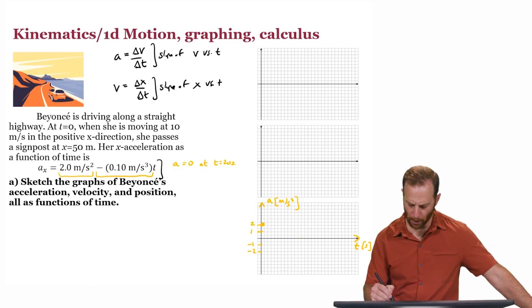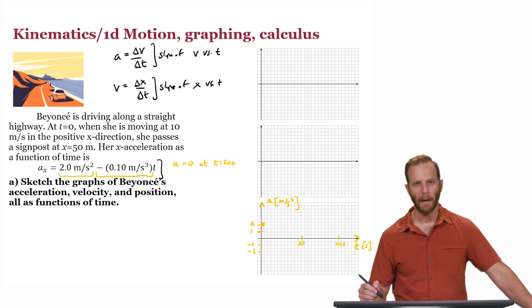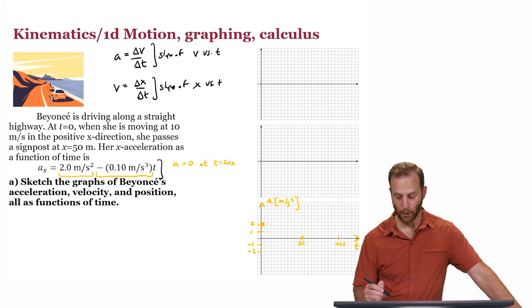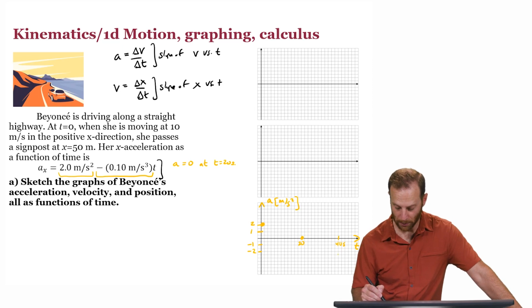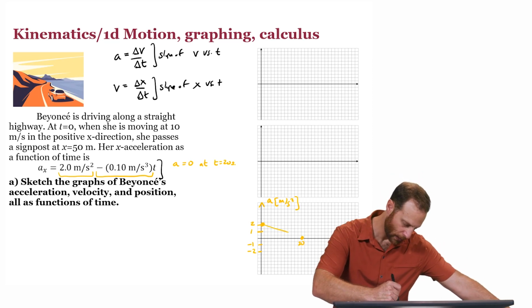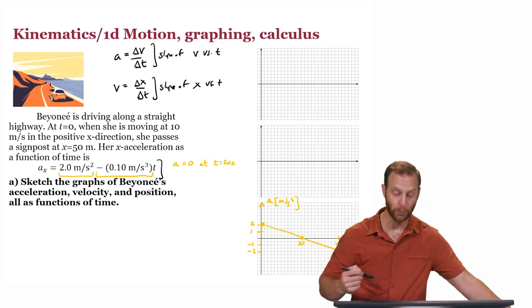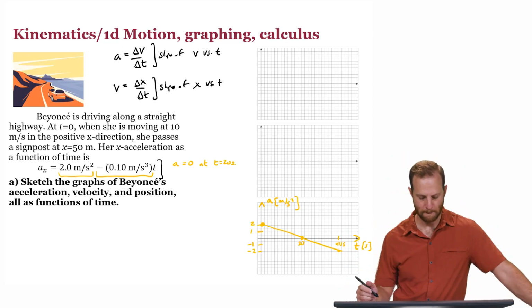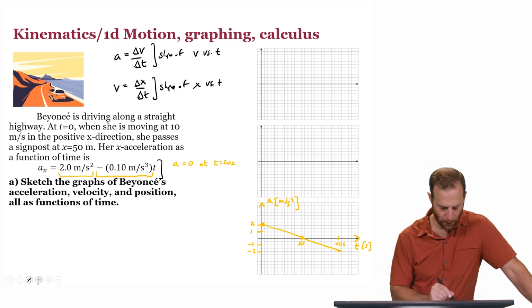So I'll mark approximately 20 seconds here. And if that's 20, then this is roughly 40 seconds here. And therefore, I know where the graph should go to 0. And if it goes to 0 at 20 seconds, it actually comes out to be minus 2 meters per second squared at 40 seconds. And so I can sketch the graph. It's a straight line that goes through 0 at 20 seconds, and goes to minus 2 at 40 seconds.